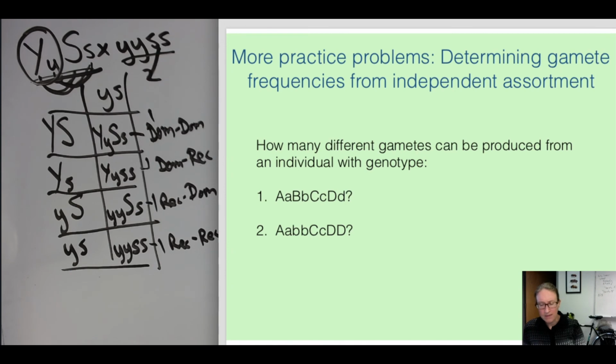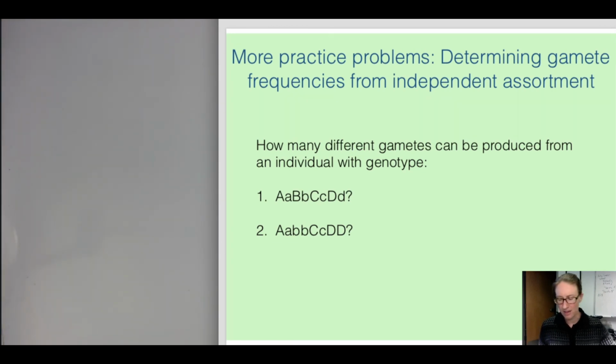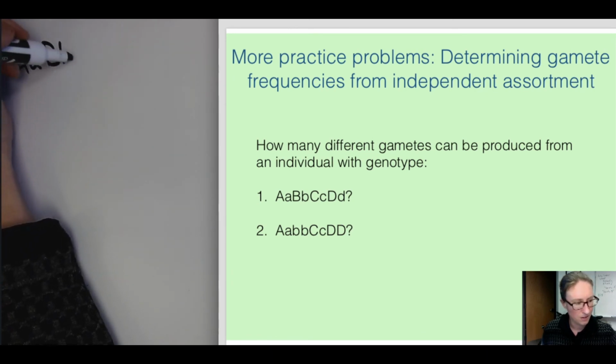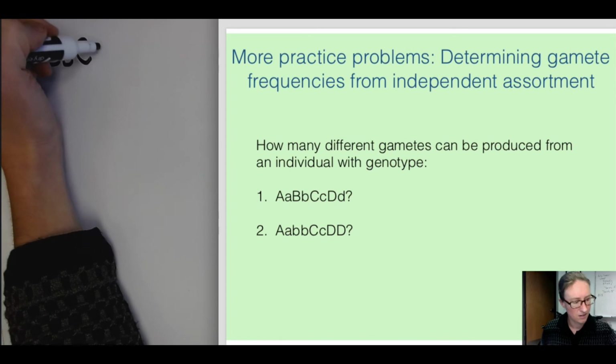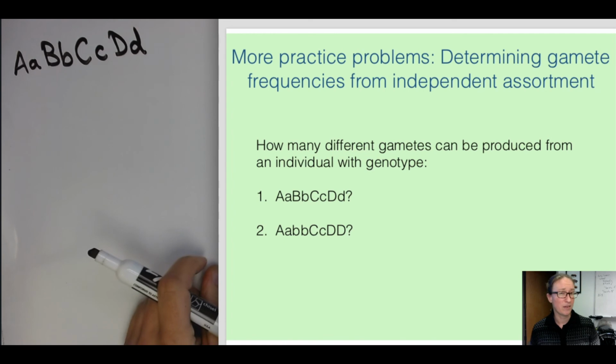Okay, so based on these principles, I want to walk you through one more type of practice problem to help you start thinking a little beyond the Punnett square. So the question we're going to walk through right now is, how many different gametes could be produced from individuals with the following genotypes? So the first individual is big A, little a, big B, little b, big C, little c, big D, little d. Okay, so we've gone from a dihybrid cross to a tetrahybrid cross.